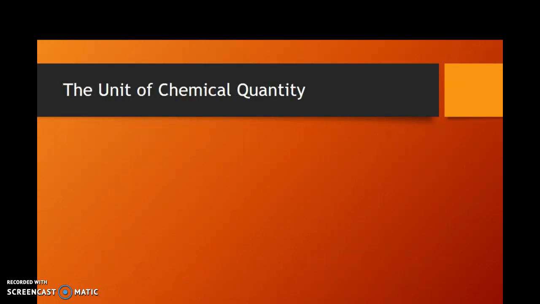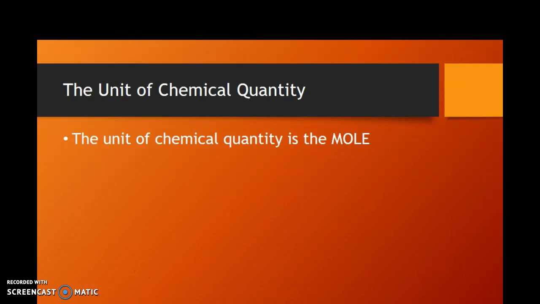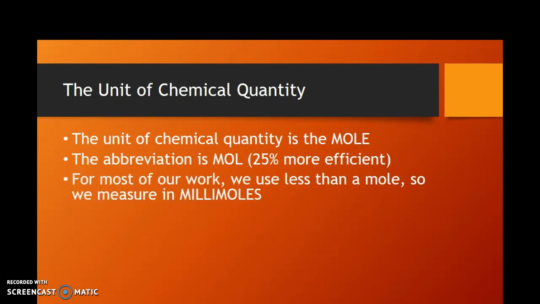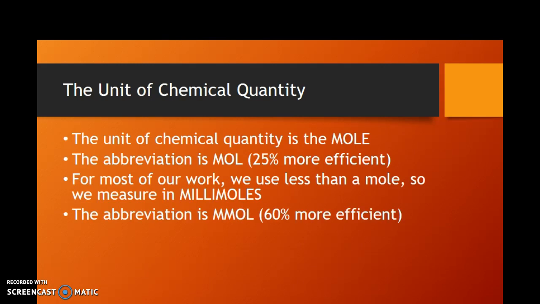The unit of chemical quantity is the mole. It's a given number of atoms or molecules. The abbreviation is mol, and you say, what kind of abbreviation is that? Well, it's 25% shorter, so it is a more efficient way of writing it. For most of our work, we will use less than a mole, so we tend to measure in millimoles. And now, the abbreviation mmol is 60% more efficient because we knock out 6 letters.